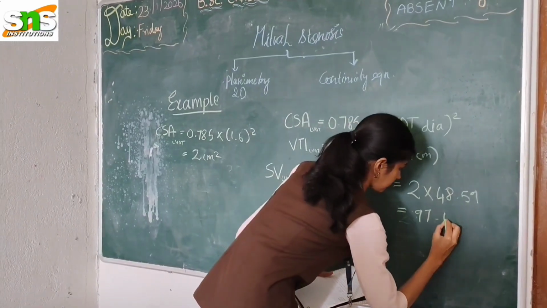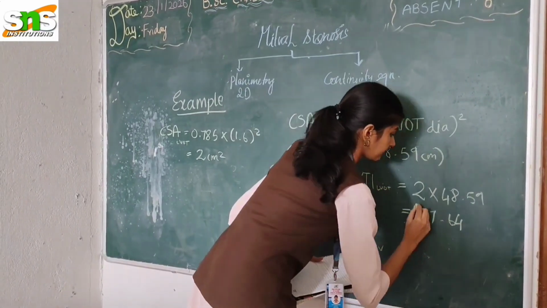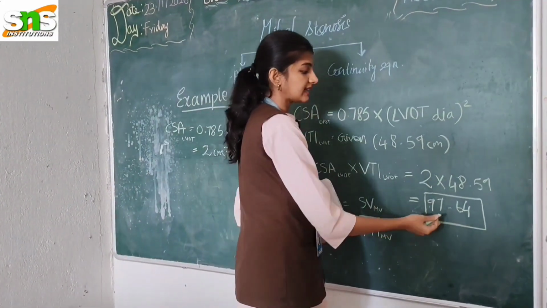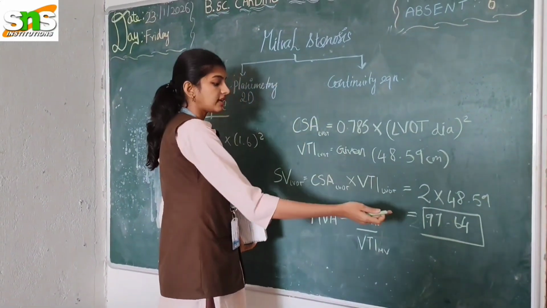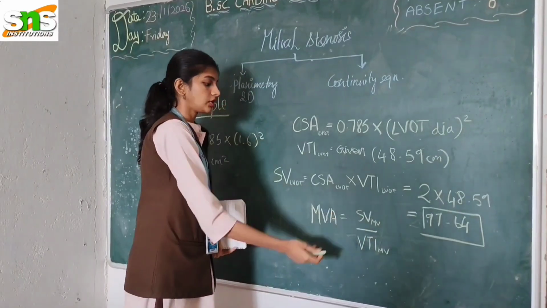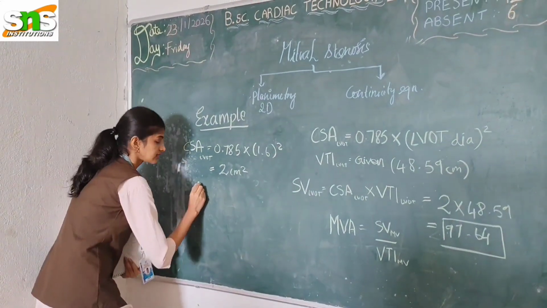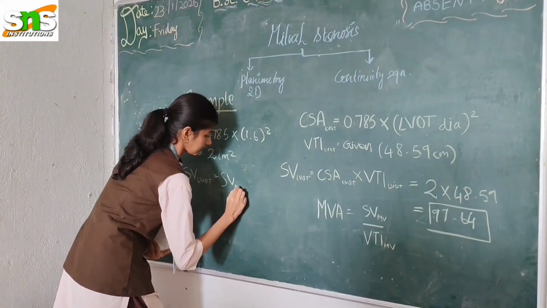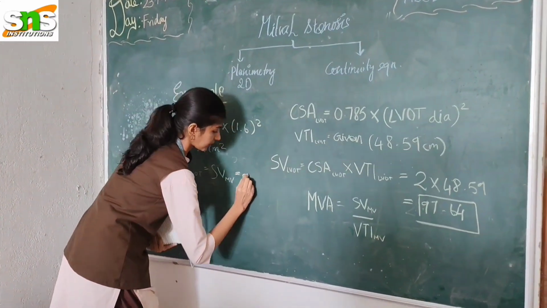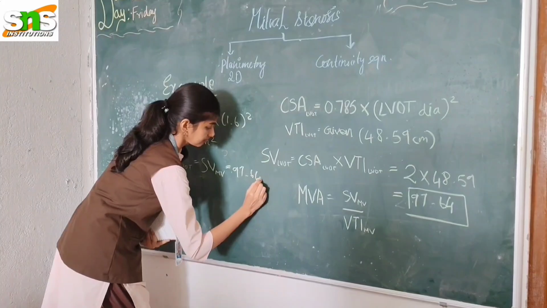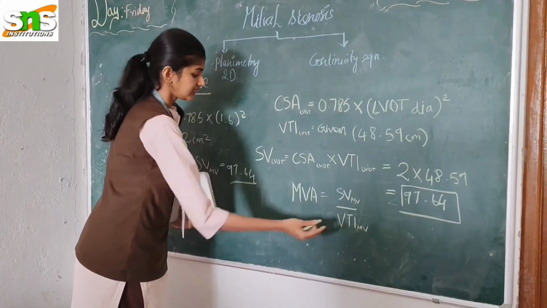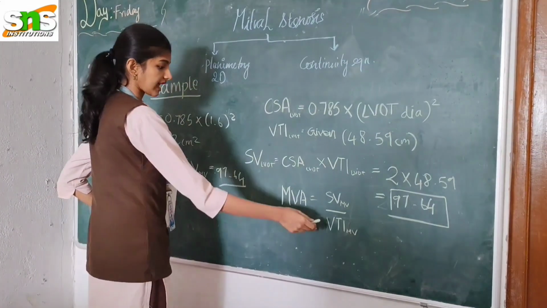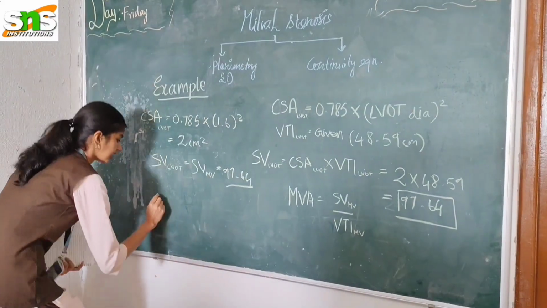The stroke volume value obtained is basically 97.64, and this value is equal to the stroke volume of mitral valve. Since both these values are equal, both of them are going to be the same. Now we already have the VTI of MV also given, which is 75.9. So we'll substitute this and the stroke volume to find the MVA.